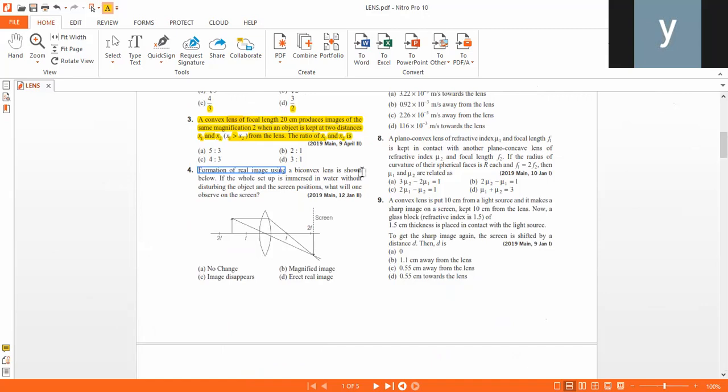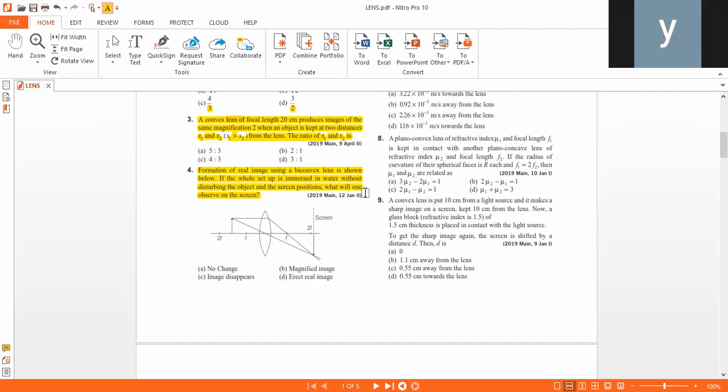Formation of real image using biconvex lens is shown below. If the whole setup is immersed in water without disturbing the object and screen positions, what will one observe on the screen? See in the question, whatever the image is formed, that is real and inverted, right? And the object is placed between f and 2f. So we can say that the image is enlarged or magnified.